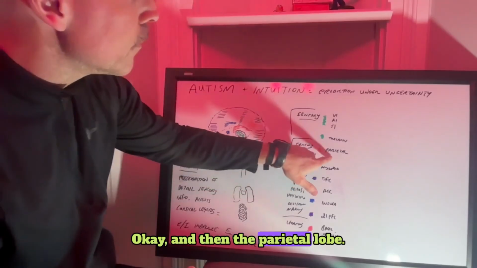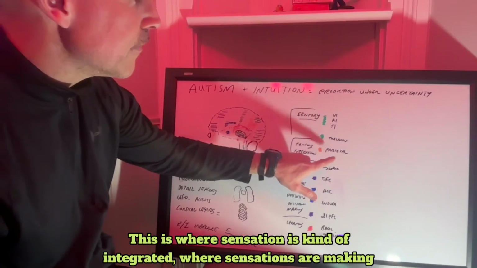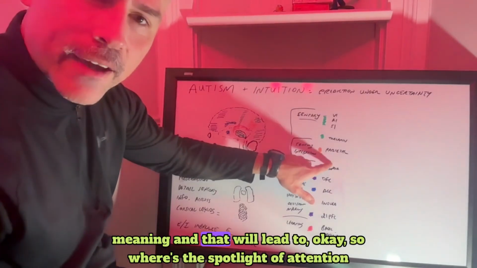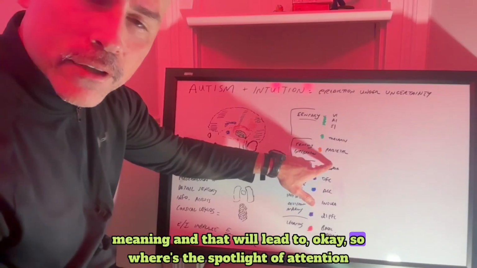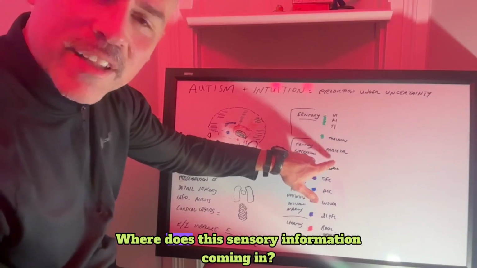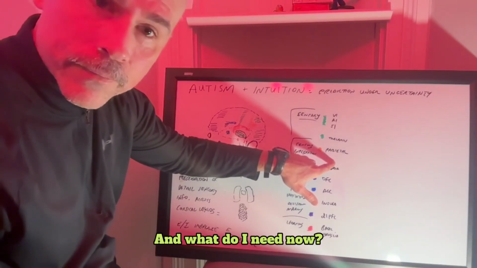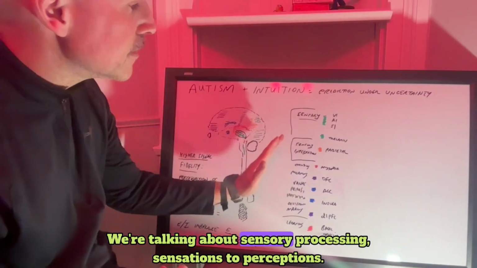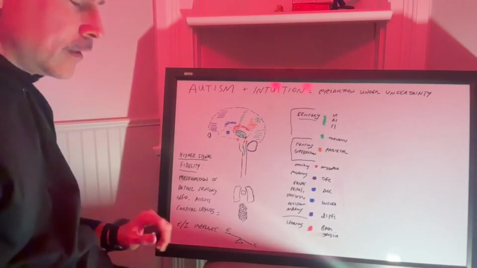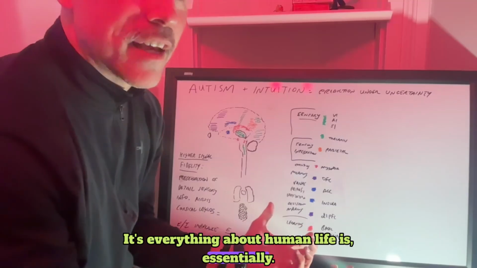And then the parietal lobe. This is where sensation is integrated, where sensations are making meaning. And that will lead to, okay, where's the spotlight of attention going? What is happening? Where is this sensory information coming in? And what do I need now? We're talking about sensory processing, sensations to perceptions. It's what everything about human life is, essentially.